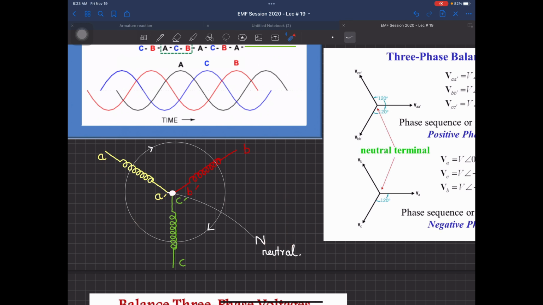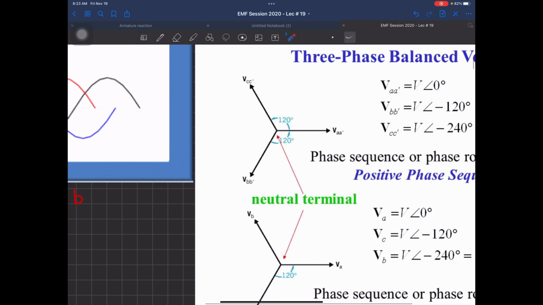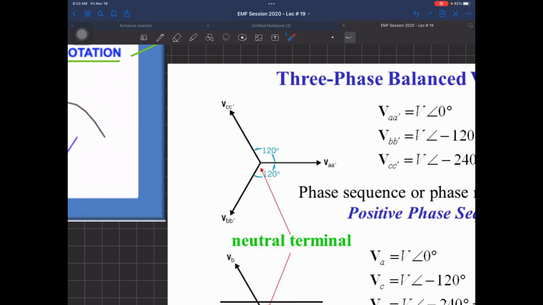But if you want to measure the line to line, then you have to connect two lines over there. Now, when you have represented them inside phasors, normally, universally, when you have drawn the phasors, this is your VA or VA dash, this one is VB, this one is VC, because you can see VB is lagging by 120 degrees.